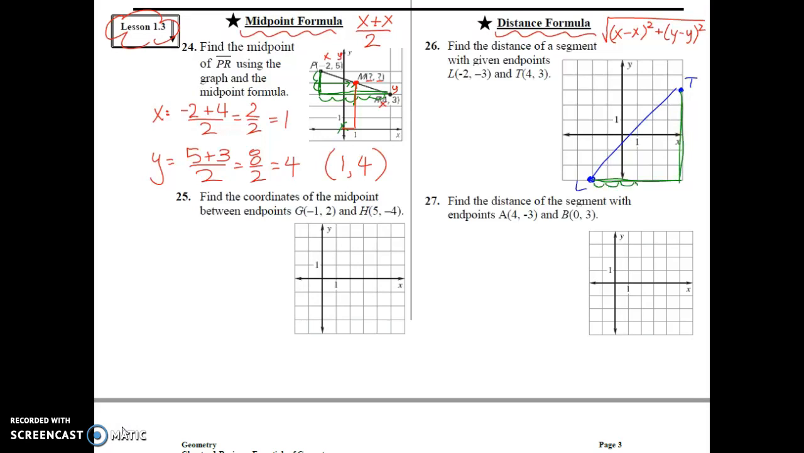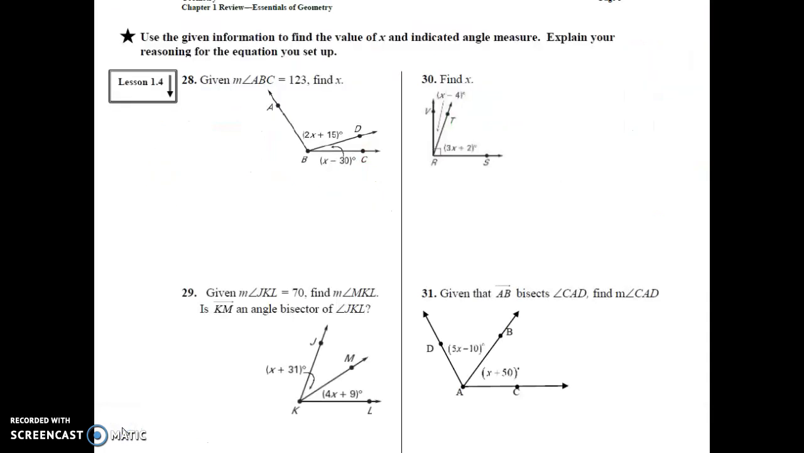Instead of counting the middle, you're just going to count the spaces. 1, 2, 3, 4, 5, 6. 1, 2, 3, 4, 5, 6. And those are my x minus x number and my y minus y number. So I can do 6 squared plus 6 squared and take the square root of that, finishing the rest on my calculator.